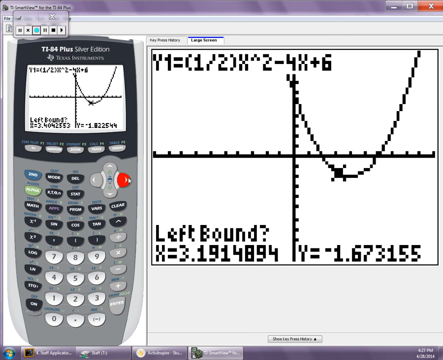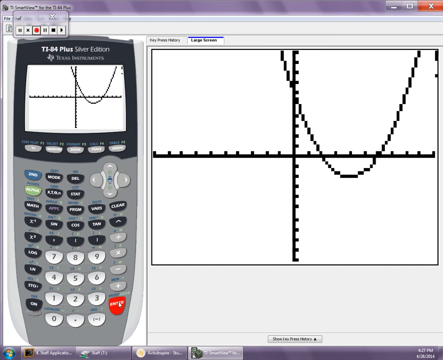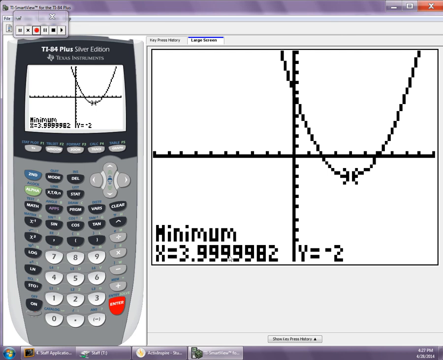So if I go to my vertex and just hit left a couple times, you can see that the left is this way. And then hit enter, right bound. I'm going to go to the right of my vertex. And then guess, I'll hit enter. And I see 3.99. Remember we talked about if there's a bunch of 9s, we could round this to 4. So the vertex is 4, negative 2. So we get the same answer this way.